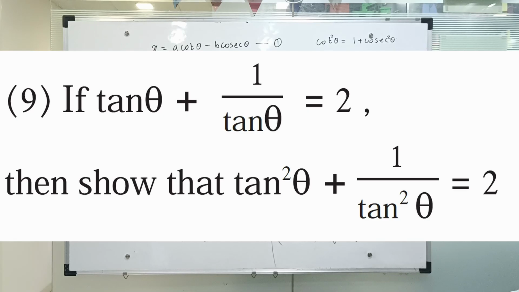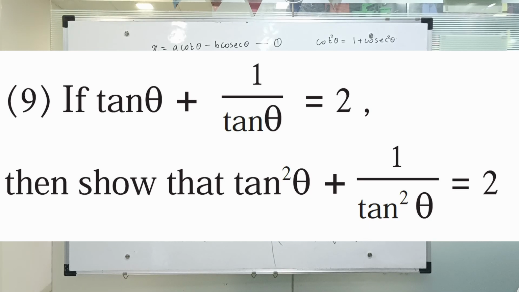This is one more example from 10th State Board, Maharashtra State Board. It goes like this. It is from exercise number 6.1, sub question 9 of question number 6. Prove that if tan theta plus 1 upon tan theta is equal to 2, then show that tan square theta plus 1 upon tan square theta is equal to 2.